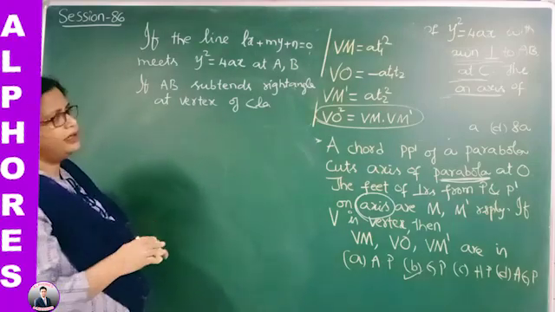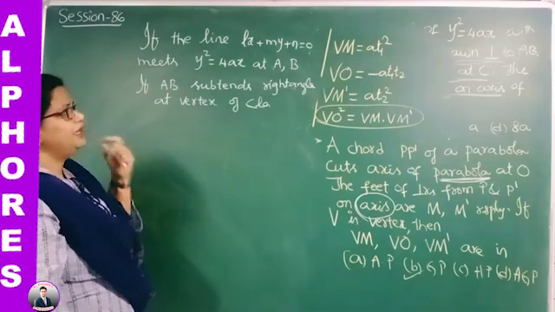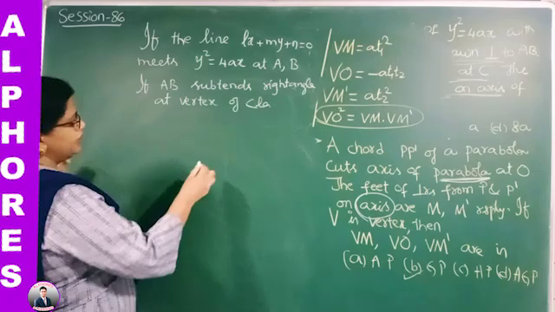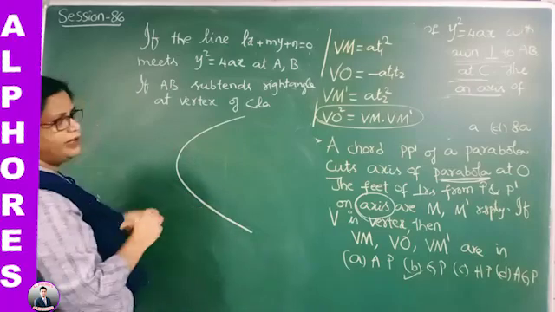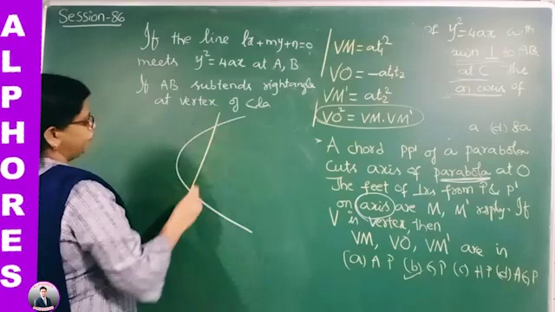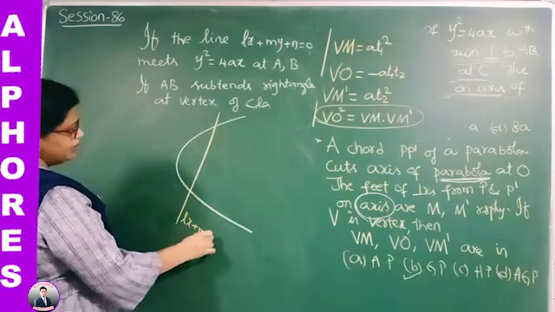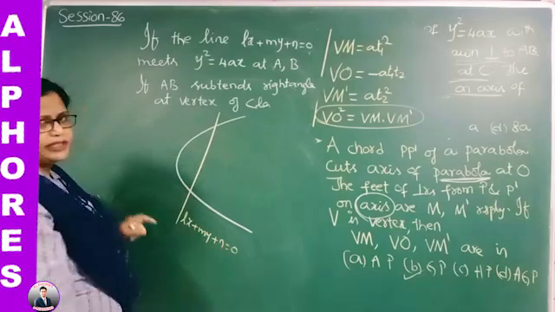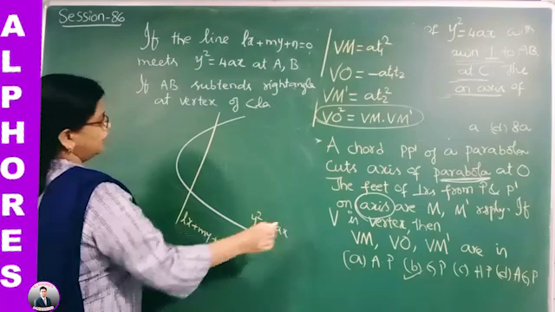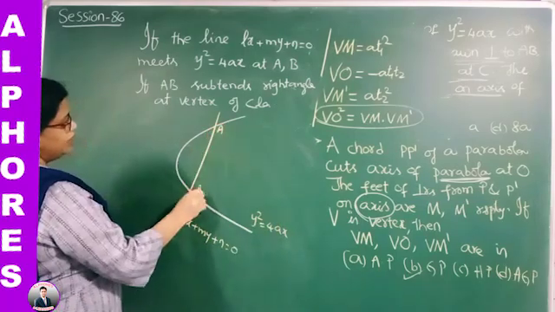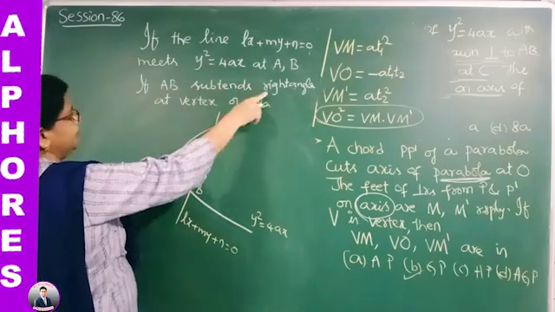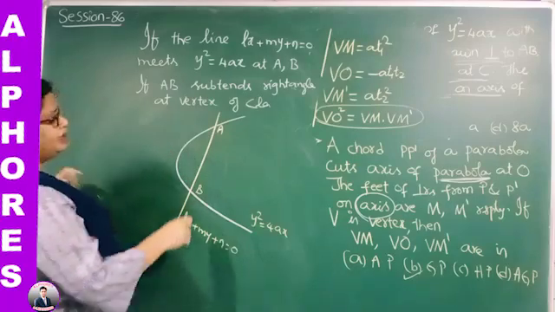This is actually not a new problem to us. Already we have done it in our first year, the homogenization concept. Okay, now what is the data, students? Here our parabola is given, and one line is meeting this parabola. What is the line? Lx plus My plus n is 0. Of course here n must be not equal to 0, and this is our y square is 4ax. Okay, and now it is meeting the parabola at A, B.